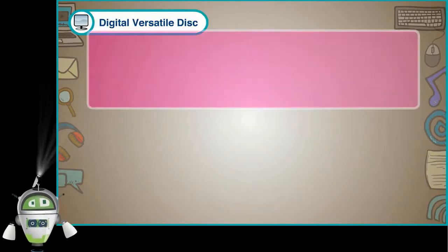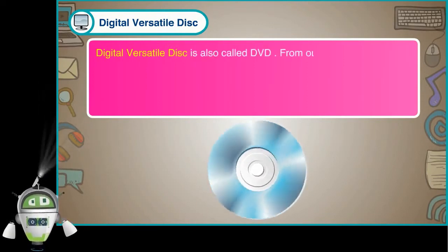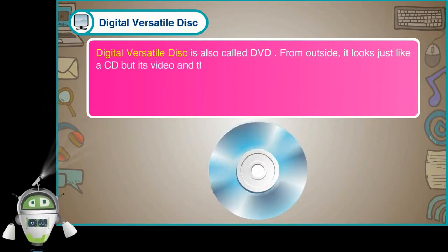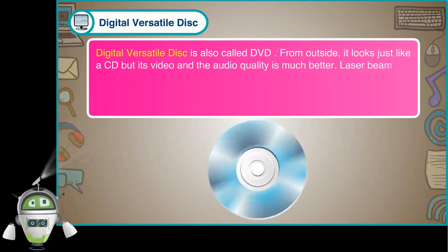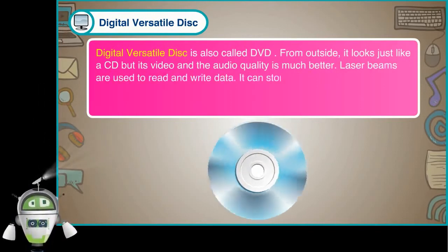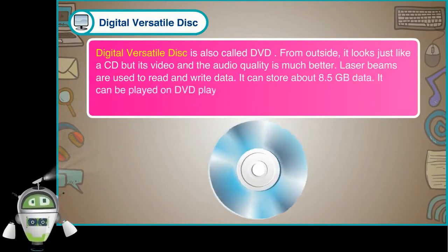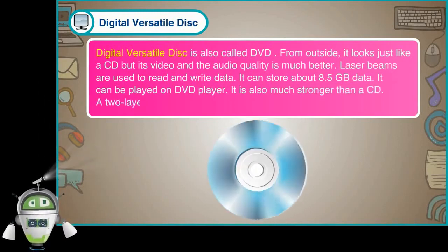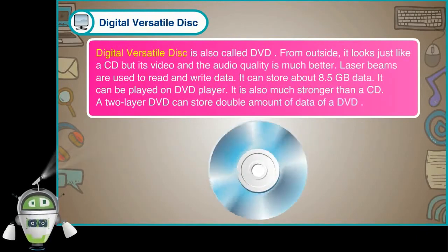Digital versatile disc. Digital versatile disc is also called DVD. From outside, it looks just like a CD, but its video and audio quality is much better. Laser beams are used to read and write data. It can store about 8.5 GB data. It can be played on a DVD player. It is also much stronger than a CD. A 2-layer DVD can store double the amount of data of a DVD.